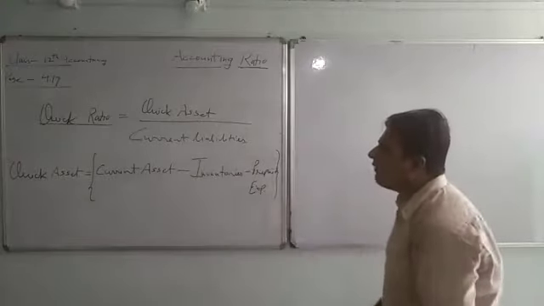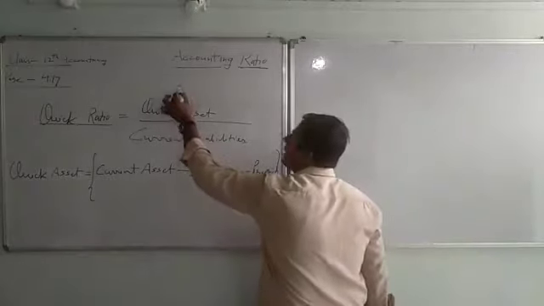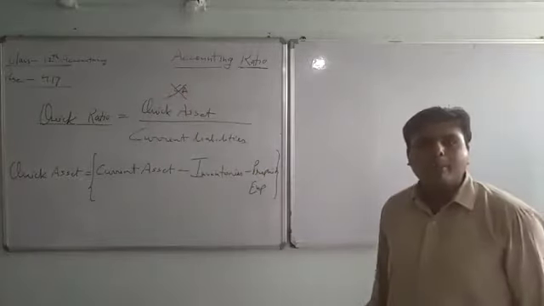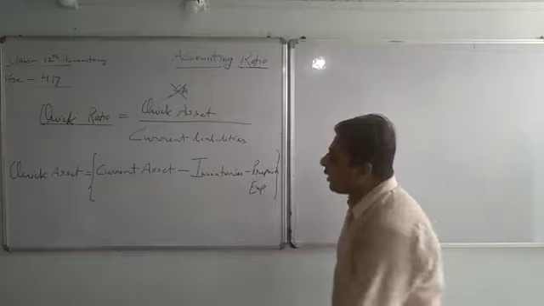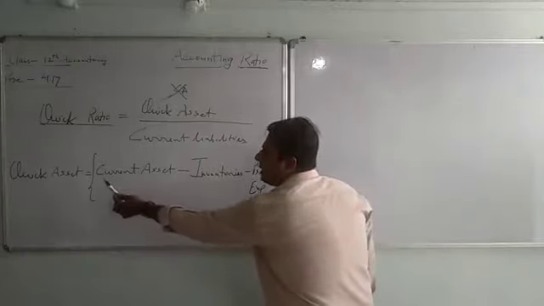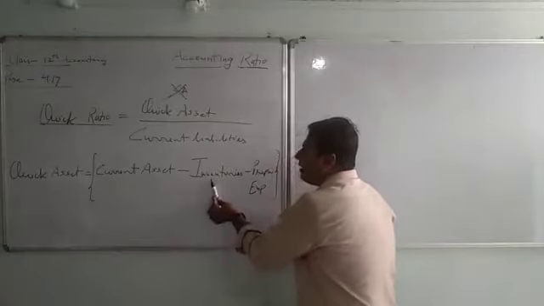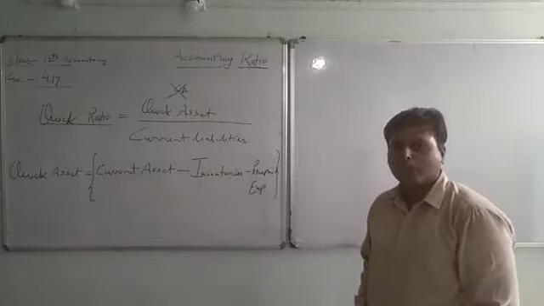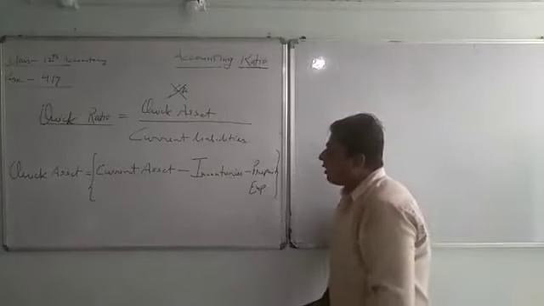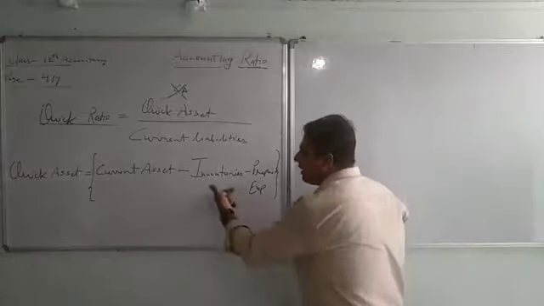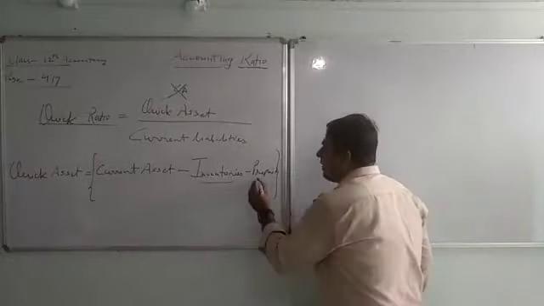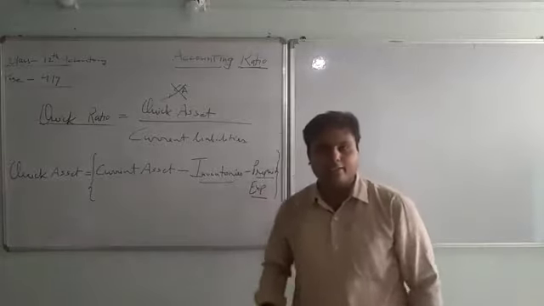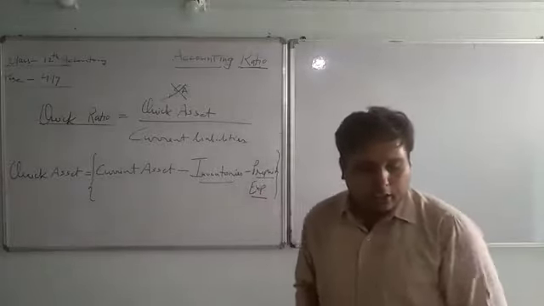Here something is different. Here we don't have the current asset, we have the quick asset. What do you mean by the quick asset? Quick asset is equal to current asset minus inventories and prepaid expenses. You are thinking that why we are deducting the inventories and the prepaid expenses from the current asset to find the quick assets. What are the quick assets?